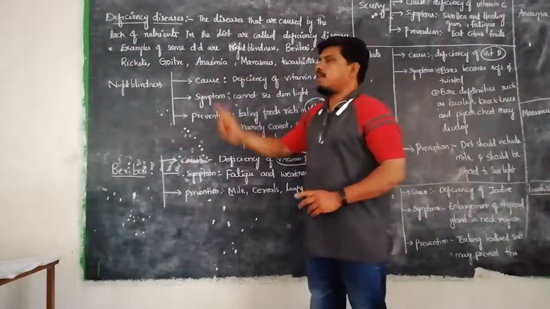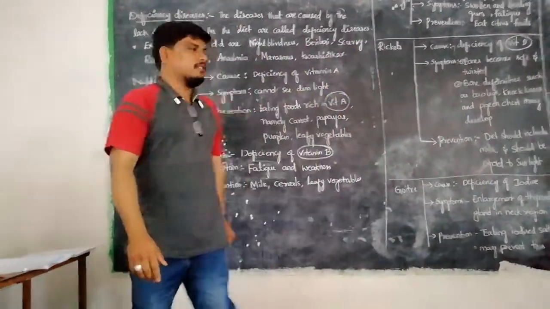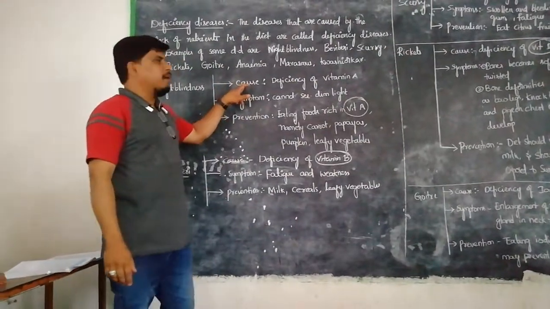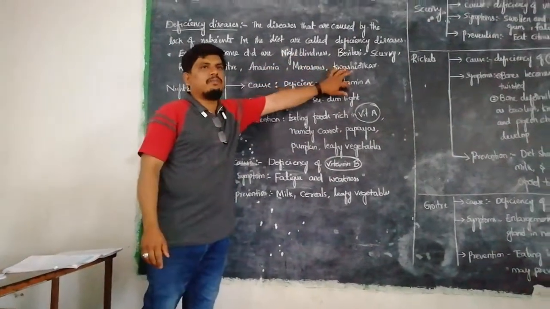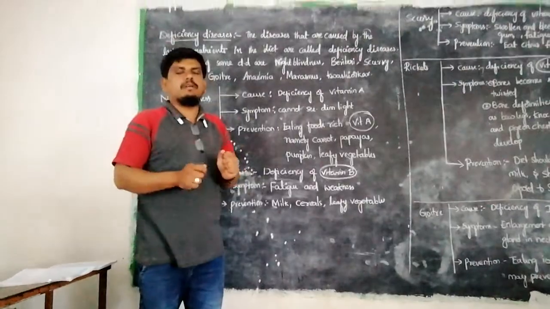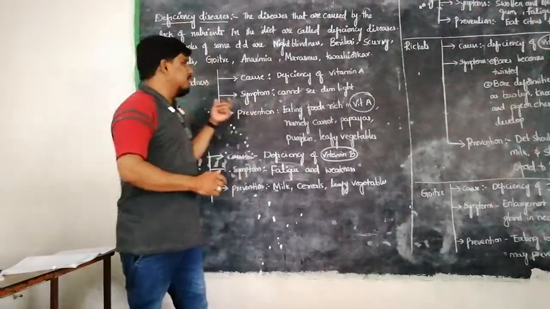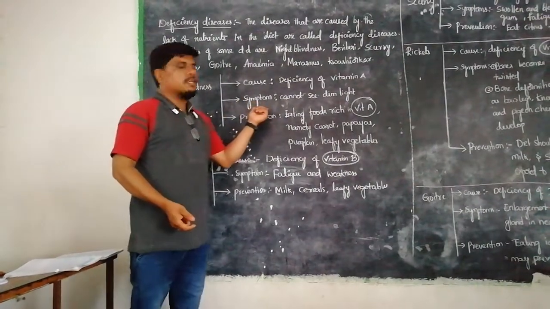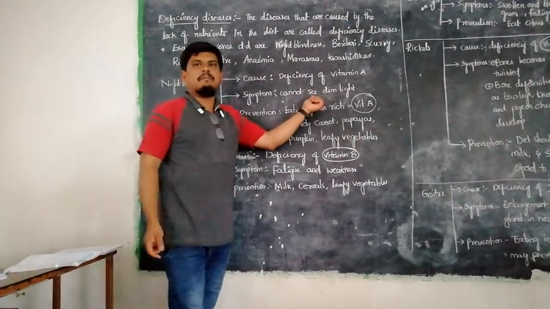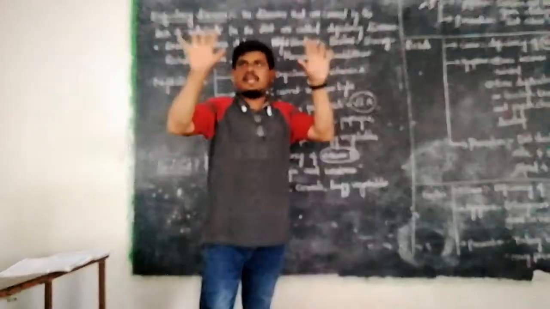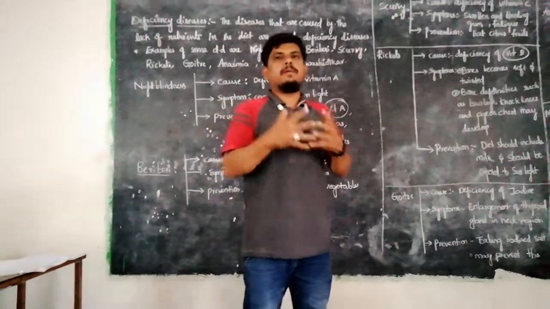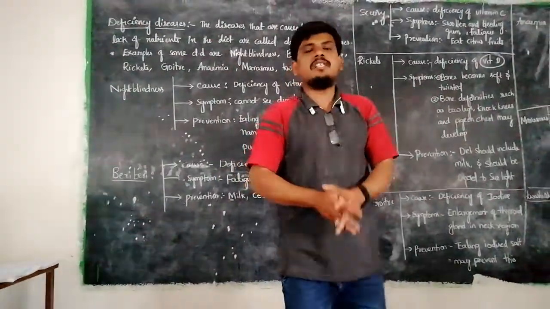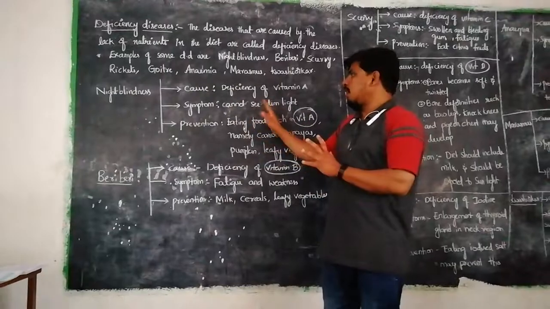Let us see the first one, that is night blindness. The cause of night blindness is deficiency of vitamin A. So, if we don't include vitamin A in our food, the disease we are going to get is night blindness. The common symptom is that we cannot see in the dim light. After 6 o'clock when the light becomes dim, those people cannot differentiate things.